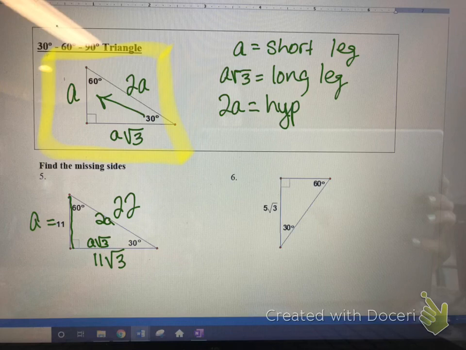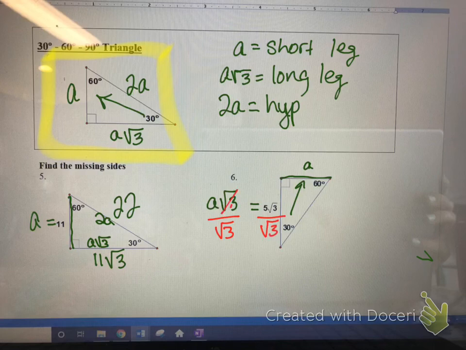So let's take a look at one more. So this time, I don't have my short leg. So I like to think of these as a formula. So I have 5 root 3 is equal to my A root 3, because that's my long leg formula. So I want to get A by itself in my little mini formula here. So what I'm going to do is divide both sides by the square root of 3. I can cancel all my root 3's, so that tells me A is equal to just a plain 5. And then to get my hypotenuse, multiply that by 2. And that's how we would find our missing sides.